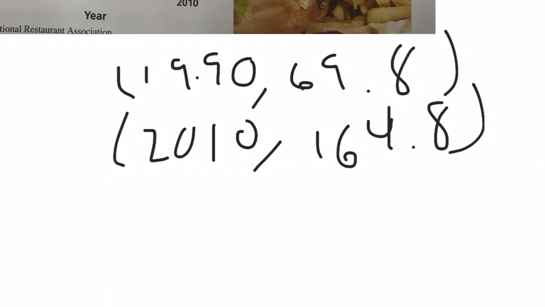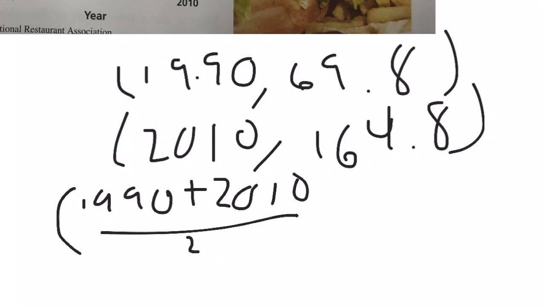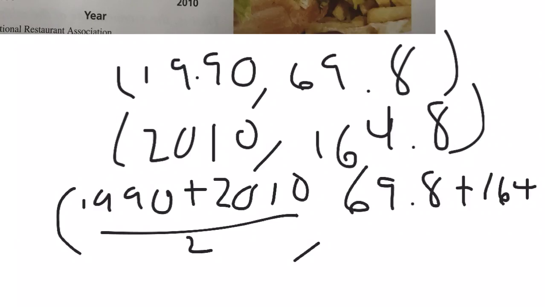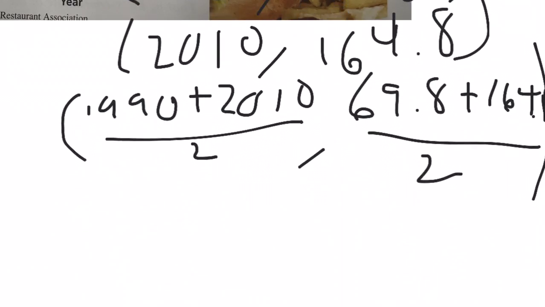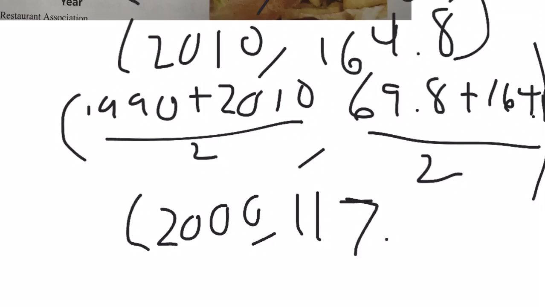And since the year 2000 is right in the middle of these two, we can average the years together, 1990 plus 2010, divided by 2, and 69.8 plus 164.8, divided by 2, and that would allow us to estimate the revenue in the year 2000. So in the year 2000, which is what you get when you average 1990 and 2010 together, 69.8 plus 164.8 divided by 2 would be 117.3 billion.